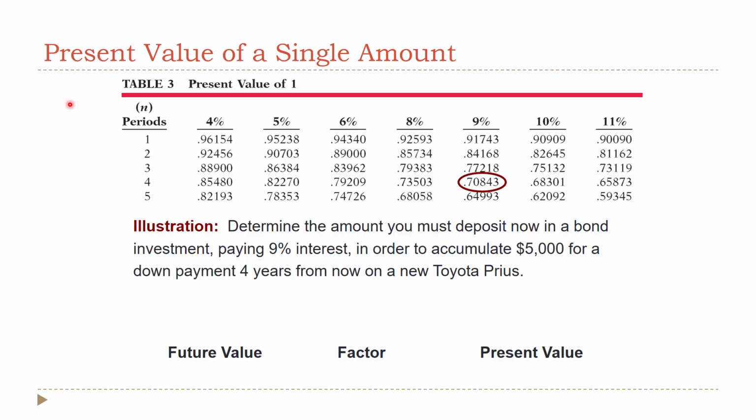So we want $5,000, 4 years, we hope to get 9% interest, so our factor then is 0.70843, which means that if we deposit $3,542 now, we get that 9% interest compounded annually, we would have $5,000 at the end of those 4 years.